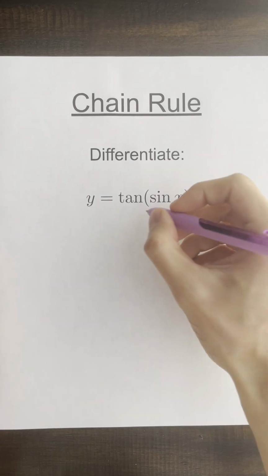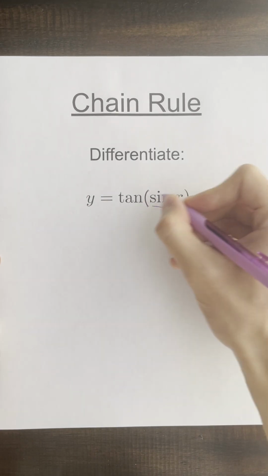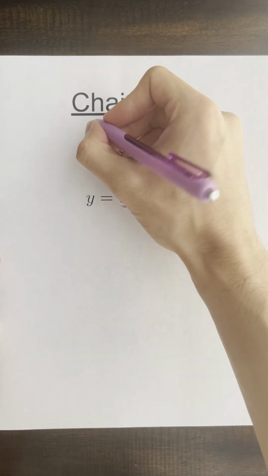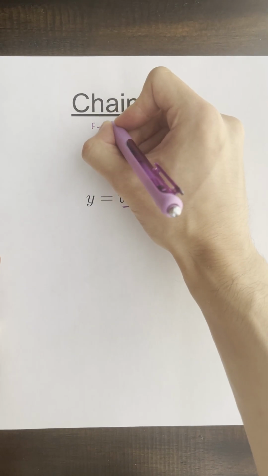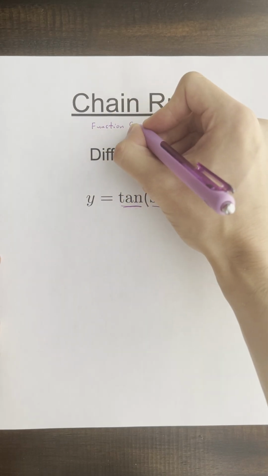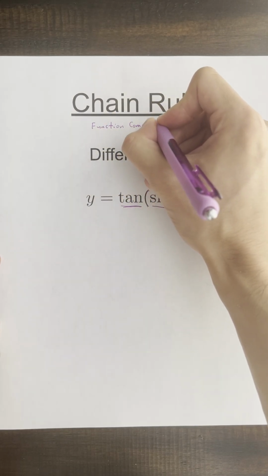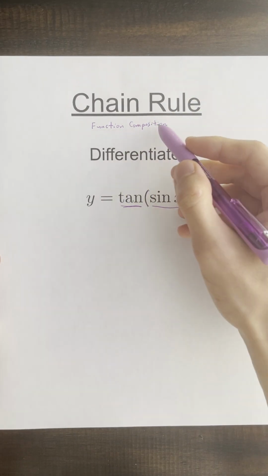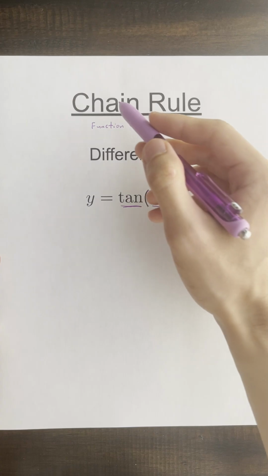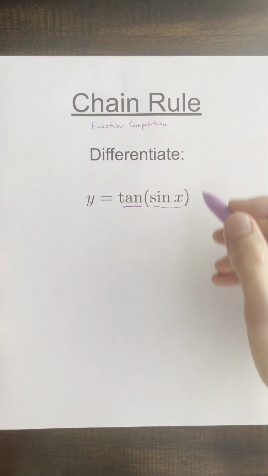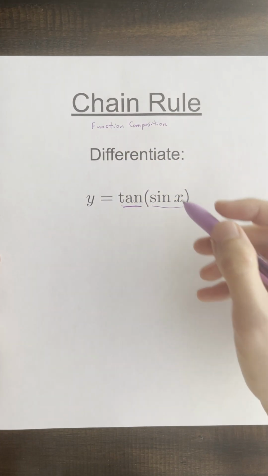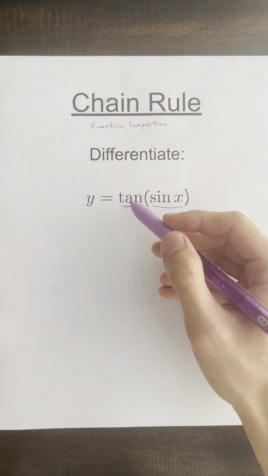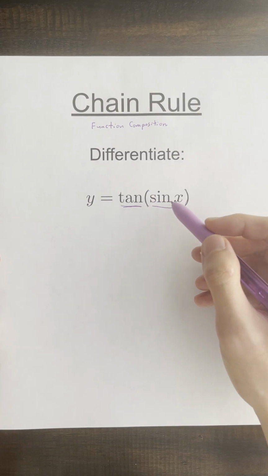If you see a function inside another function, this is what we call function composition. And if you see function composition, think chain rule. So how can we apply chain rule to find the derivative of tangent of sine x?